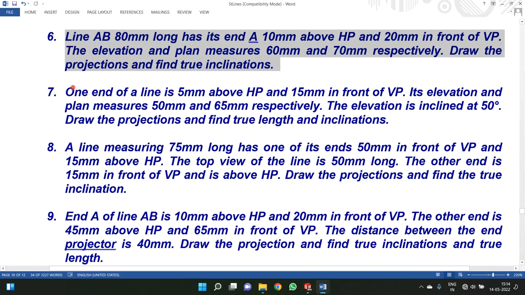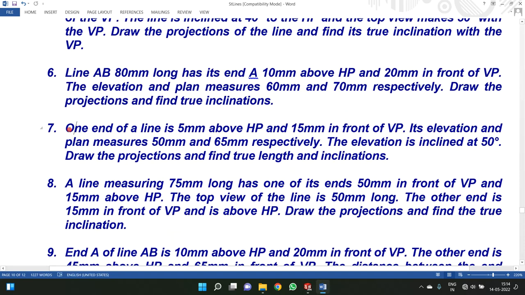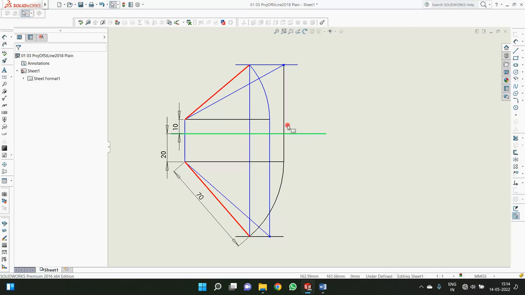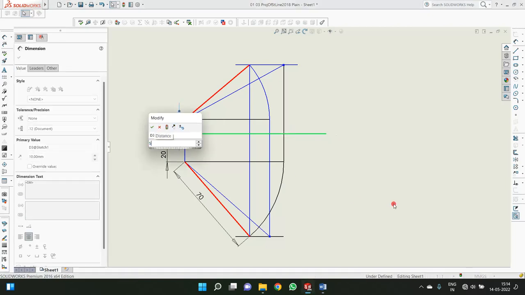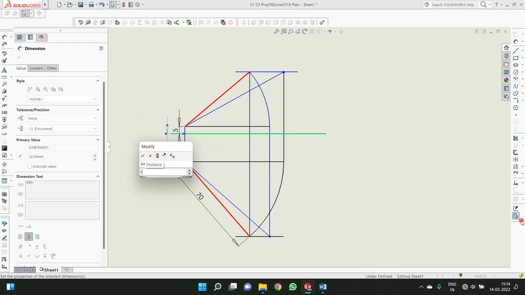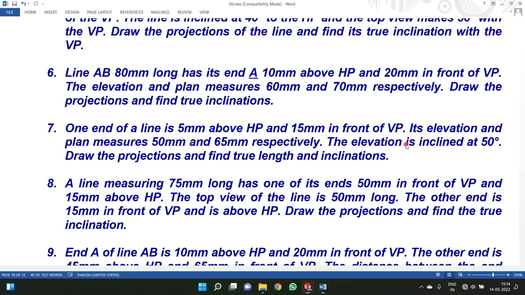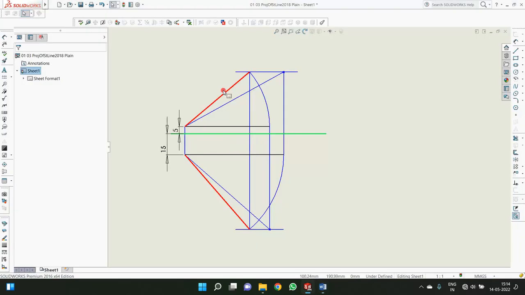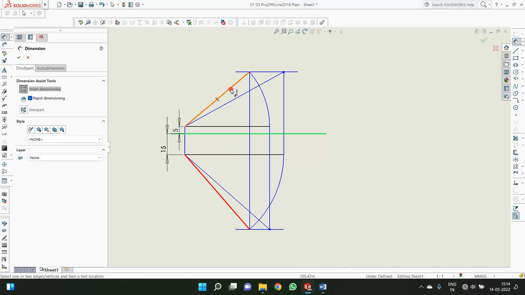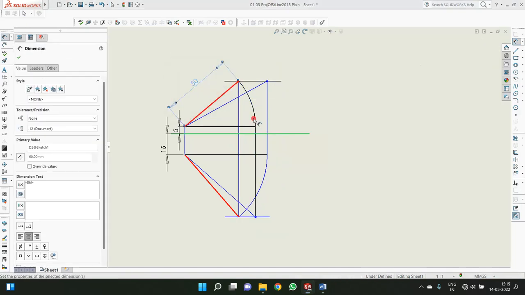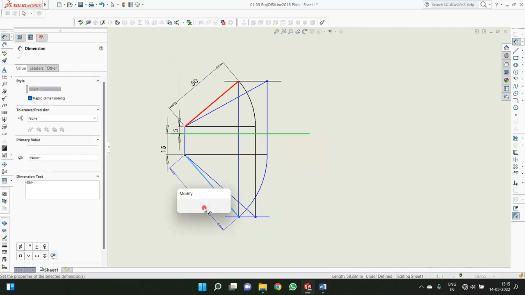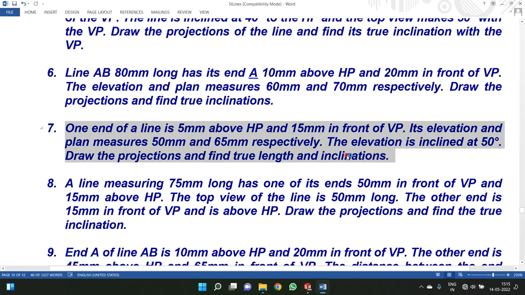Now we'll see the seventh problem. One end of a line is 10 above, 15 in front. Here the true length of the line is not given. The front view, elevation, and plan, top view, measure 50 and 65 respectively. So front view 50, top view 65.